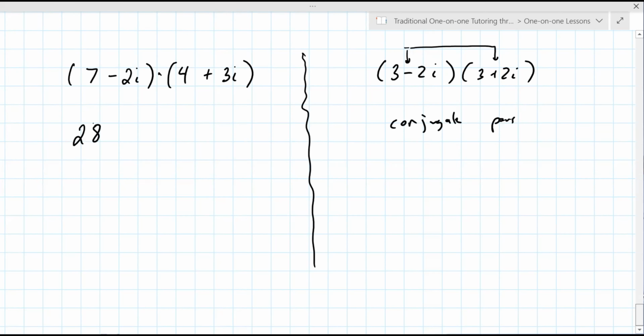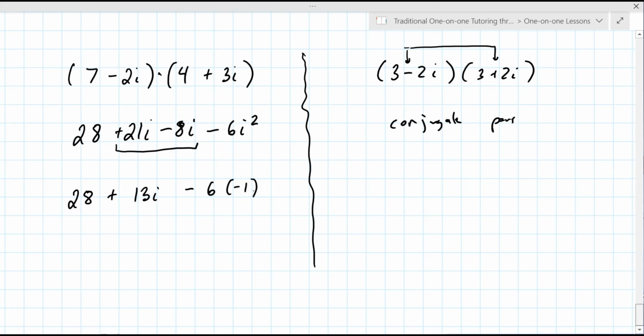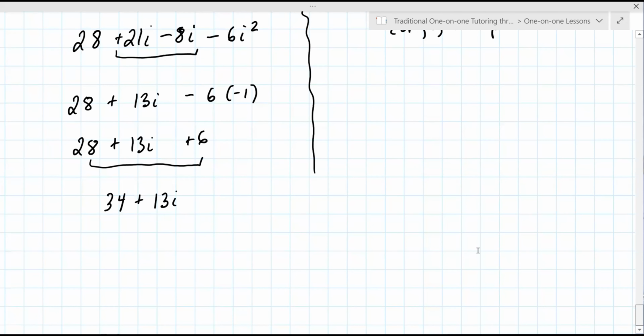You get 28 plus 21i minus 8i minus 6i squared. So notice that the outer and inner do not cancel this time. You get 13i, and then 6i squared is really minus 6 times minus 1. So you get 28 plus 13i plus 6. And then you combine like terms. So the answer is 34 plus 13i. So it's just a FOIL problem.